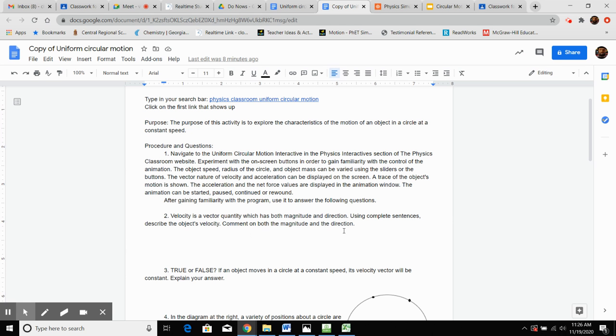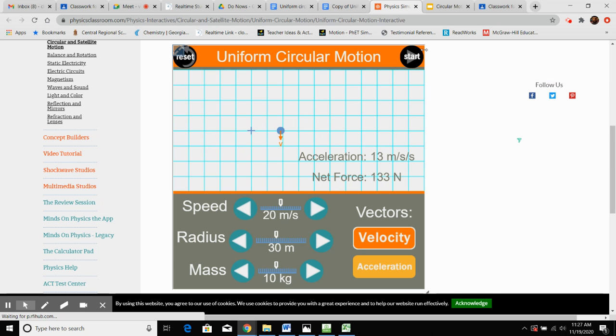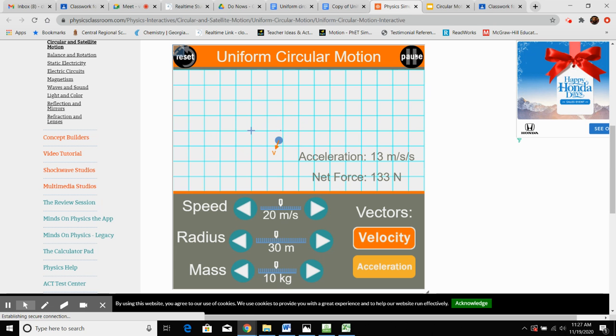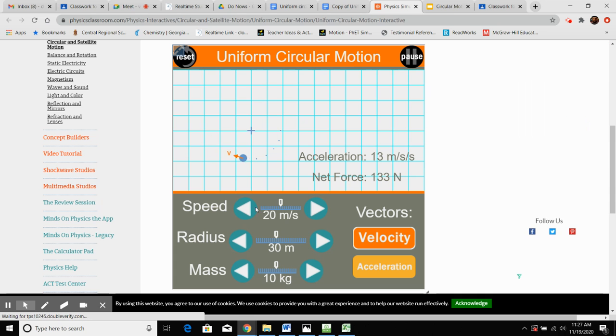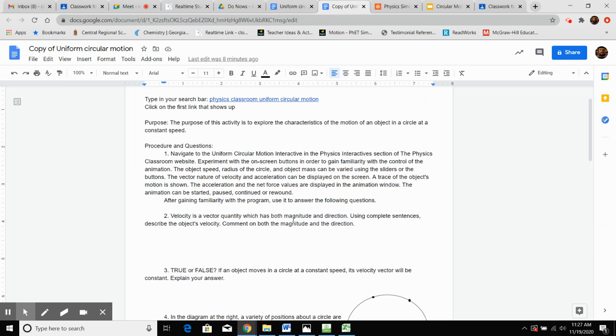velocity is a vector quantity which has both magnitude and direction. So using a complete sentence here, describe the object's velocity. Well, if we look at the simulation, let's put the velocity vector in. Let me just hit start. Now, as this thing is going around, if we look, the speed is constant. So is the velocity constant? No. And the reason why, it kind of even says it right here.